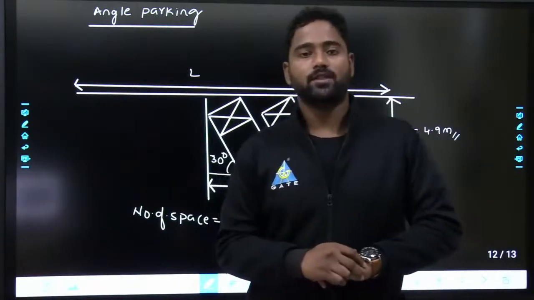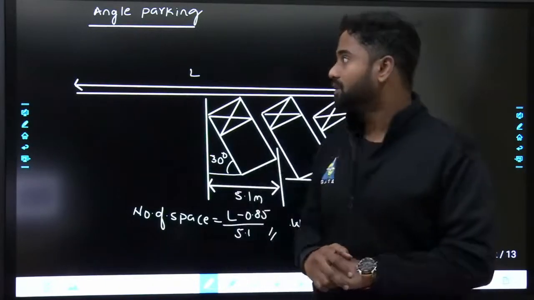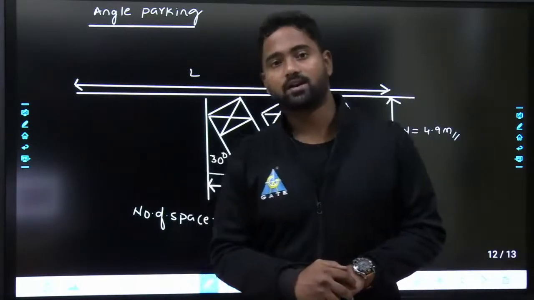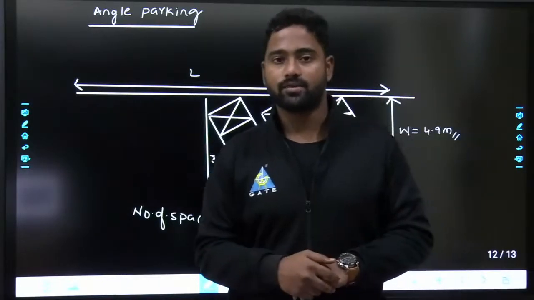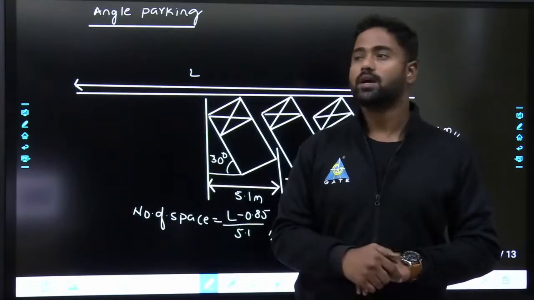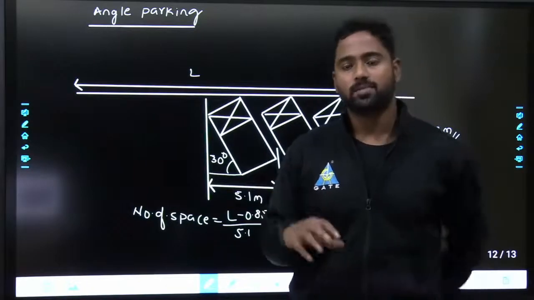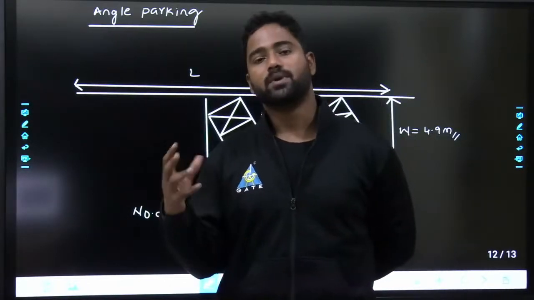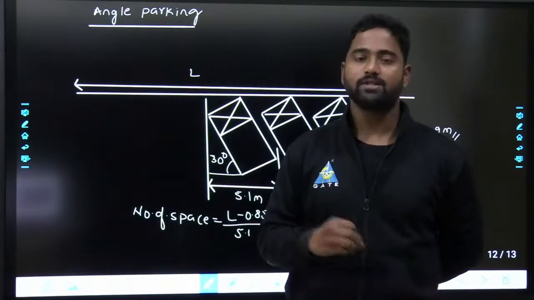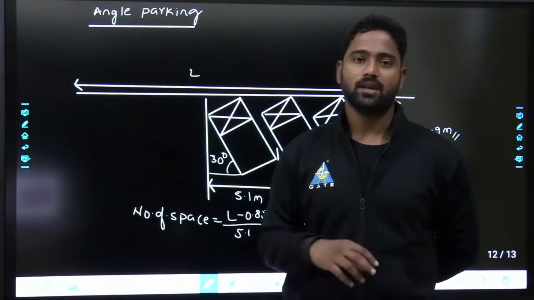So with this I am completing the traffic engineering. Fine. So in traffic engineering we have seen somewhat good concepts. From the starting, traffic characteristics, that is vehicular characteristics and road user characteristics, and after that we have seen traffic studies and analysis, that is traffic volume studies, spot speed studies, speed and delay studies, origin and destination studies, accident studies.